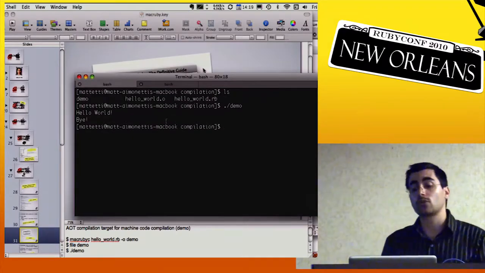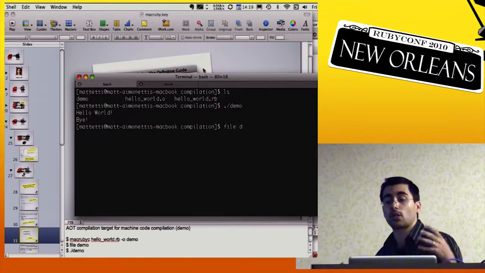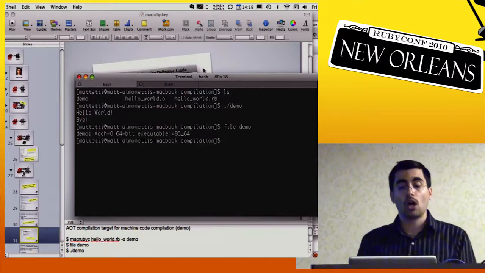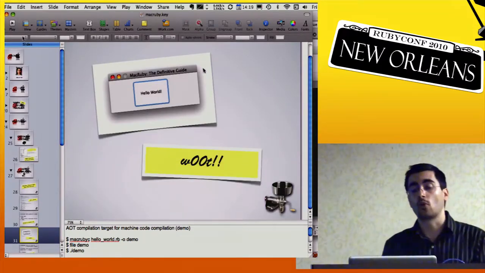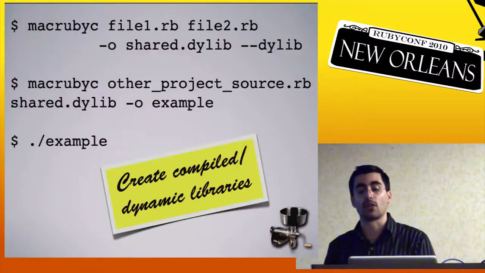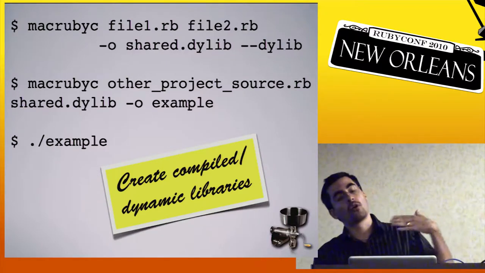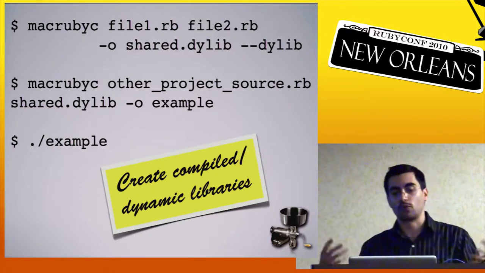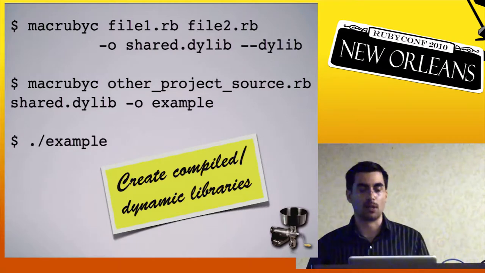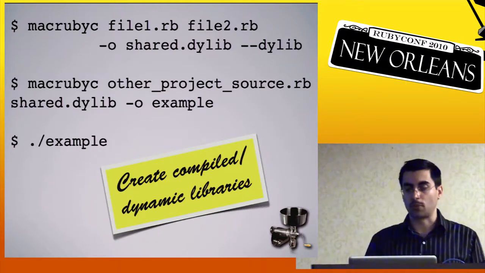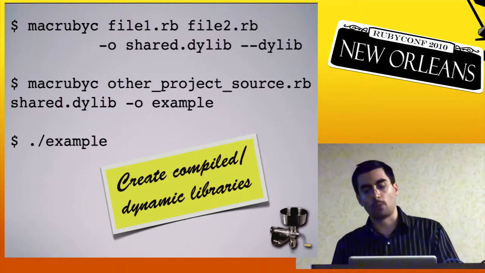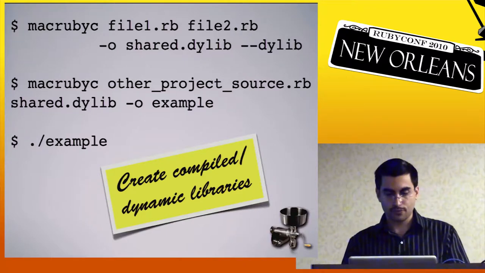So what you can also do, which is interesting with the compiler, is you can take a bunch of files and create a shared library that you can reuse. So if you have a bunch of Ruby files, you can put them together, and then when you compile another file that has a dependency on them, you can actually reuse this shared library, so you get this dynamic library. It's something pretty practical when you end up sharing code between different projects.